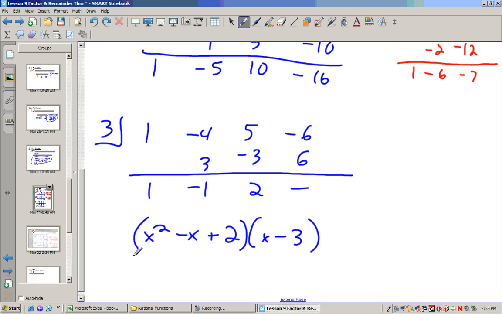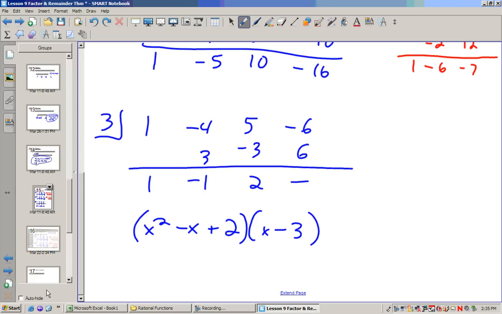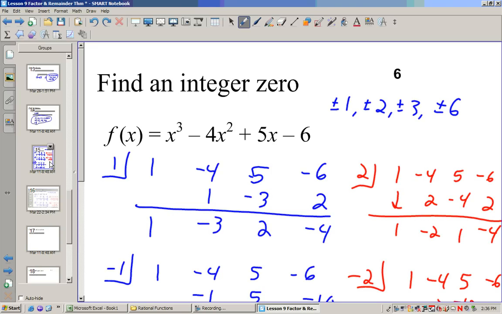Now, let's see if we can factor this. Is there any two things that multiply to 2 and add up to -1? If it multiplies to 2, it would either be 1 and 2, which would add up to 3, or -1 and -2, which would add up to -3. So we can't factor this any further other than using quadratic formula. Now this problem just said find an integer 0, so our integer 0 is 3. Find all the other zeros though.